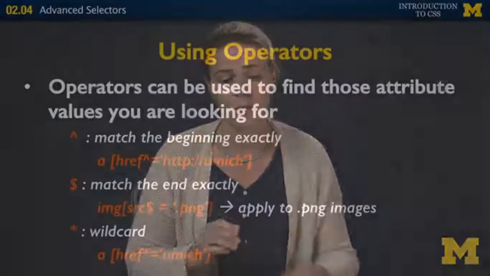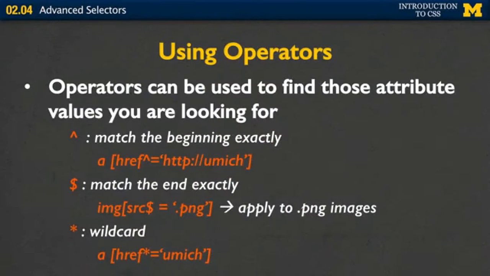How we do that is we use operators to match the different parts of the attribute text that you're looking for. Up here, the caret is going to match the beginning. So in this case, it would match all those links that start with http, and it doesn't matter how it ends. The next one with the $ is going to match the end exactly. It's going to find every file that ends in .png. We also have the wildcard, where you're saying, if you see this in any part of any href at all, apply this rule.